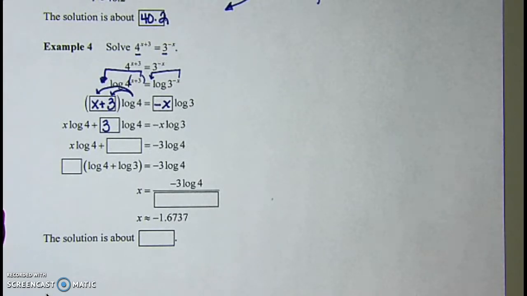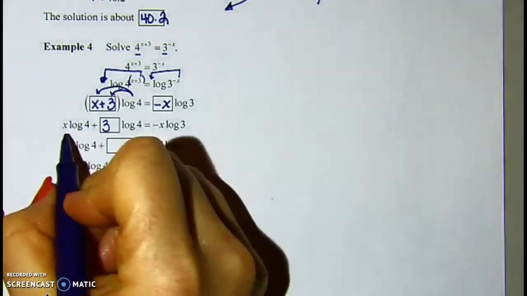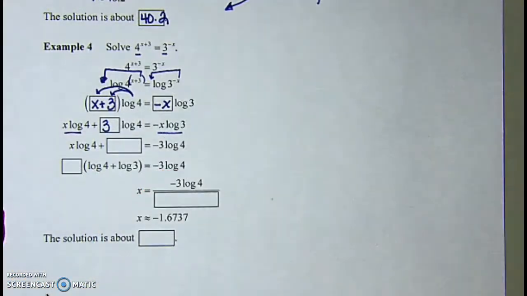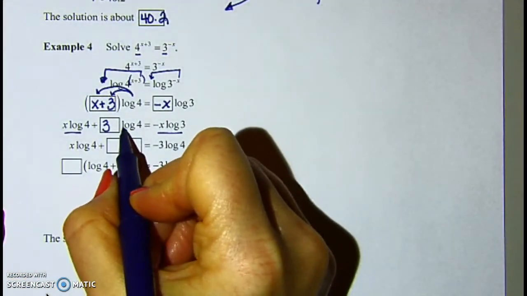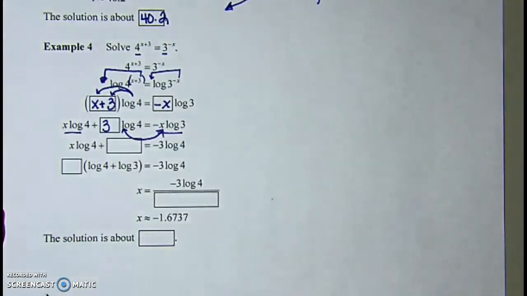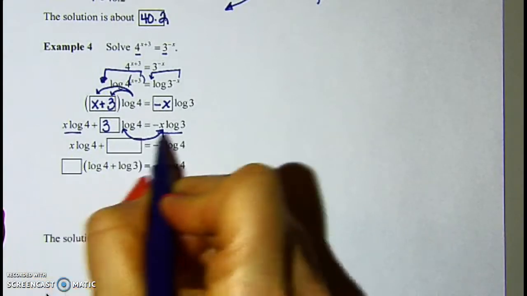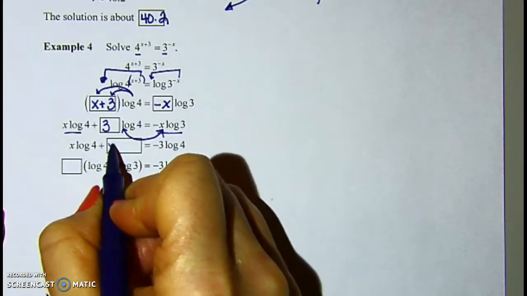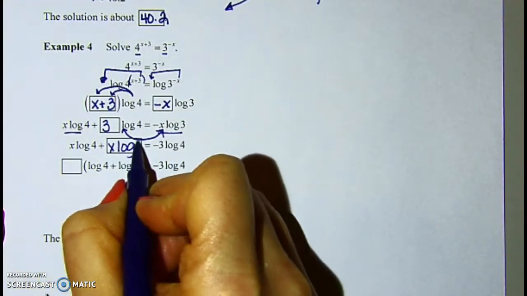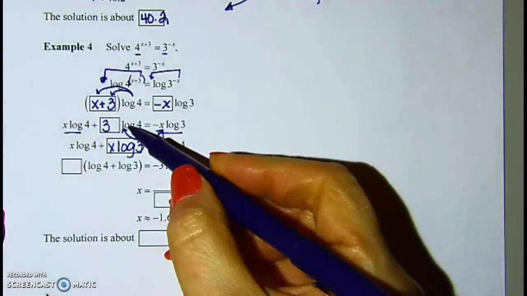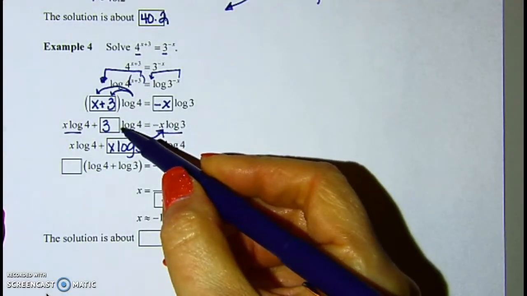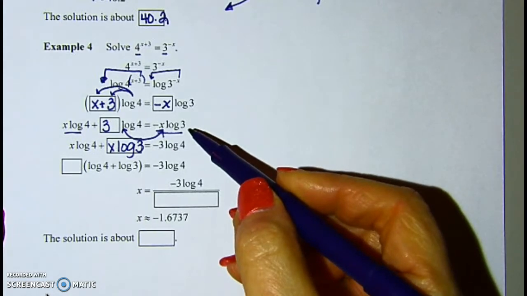I'm going to bring all of my x values together. So notice this one and this one have x values. So I'm going to subtract 3 log 4 and add x log 3, giving me x log 4 plus x log 3 equals negative 3 log 4, since I brought this one to the right-hand side.